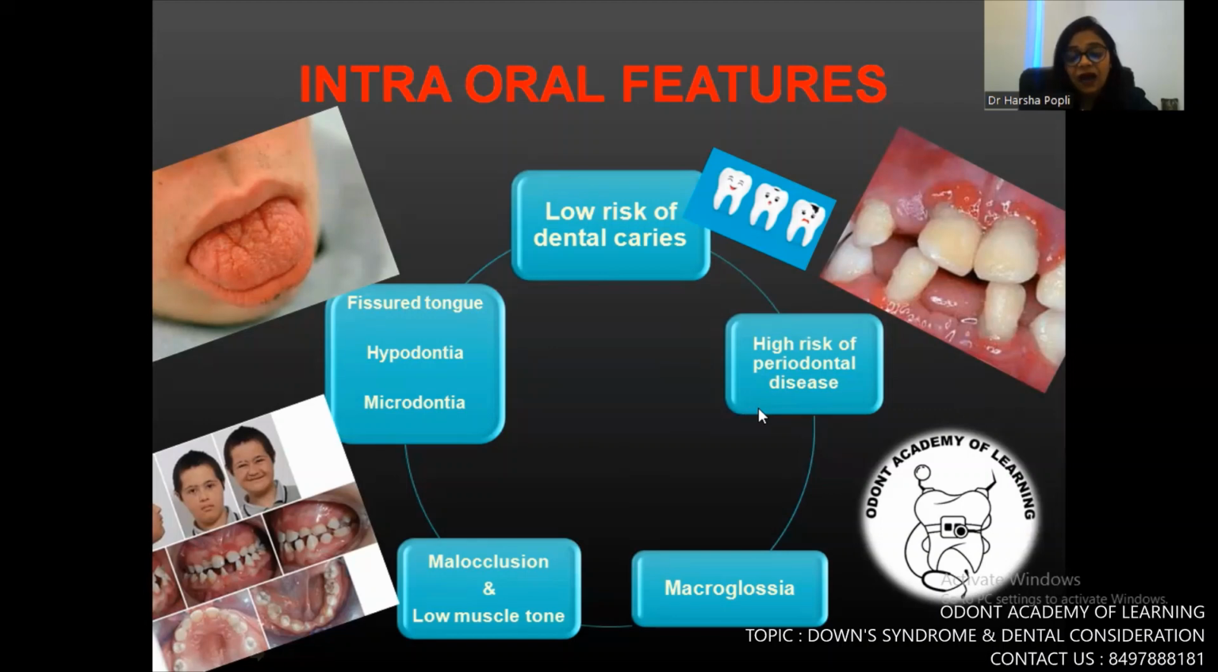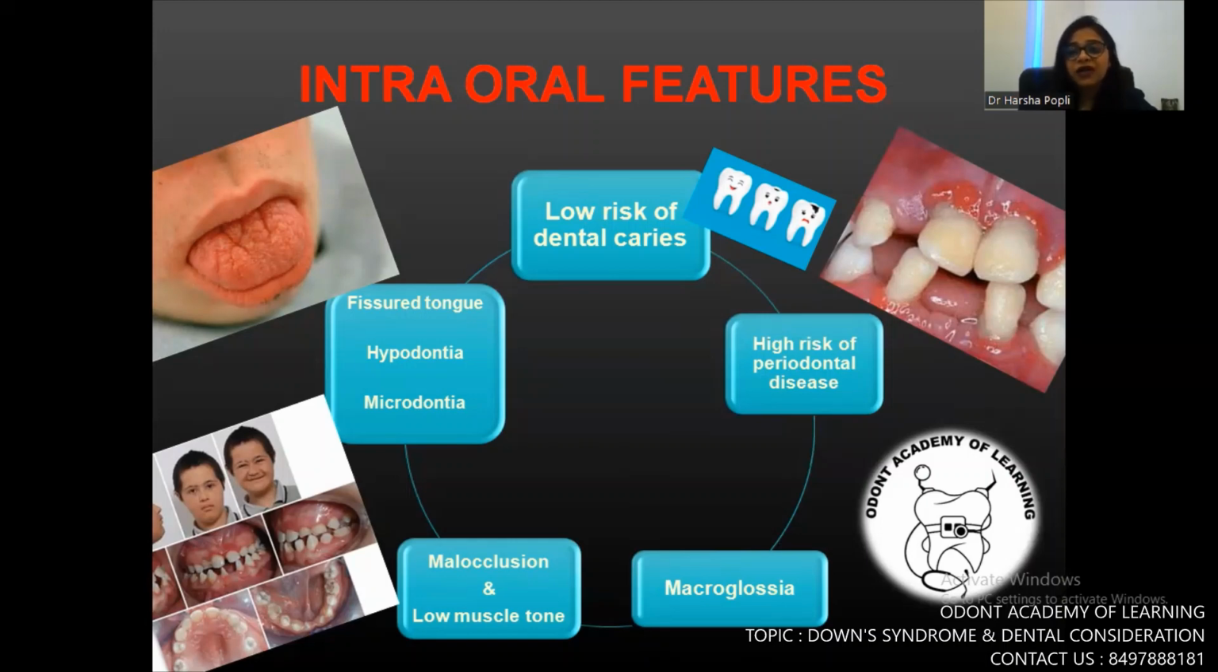But in Down syndrome, there is one risk factor of periodontal disease, and that is very high. This is due to their lower immunity. Because they have low immunity, they are more prone to periodontal diseases. The third is macroglossia. Macroglossia is a term for an enlarged tongue or a big tongue.